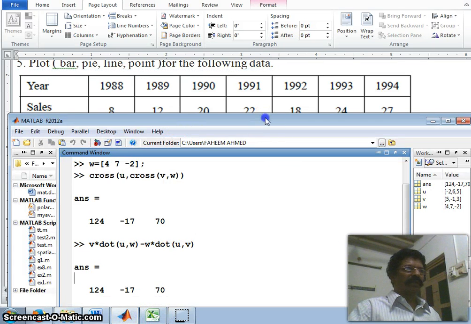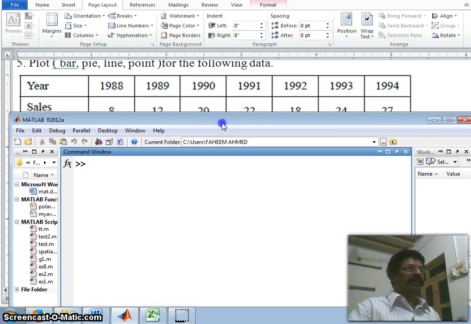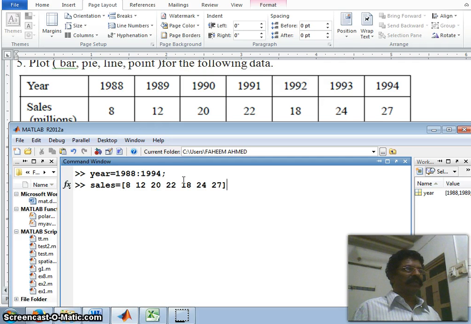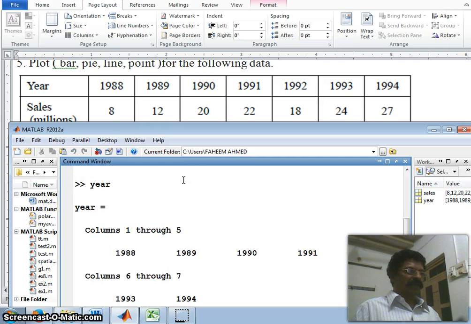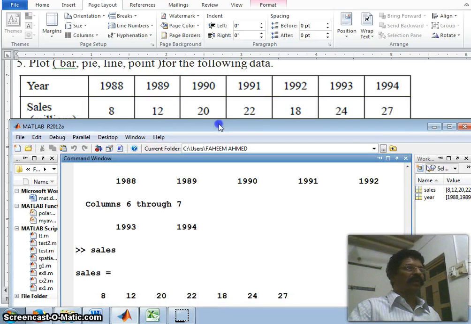So as usual, let us clear the earlier locations, let us clear the command window. Now I will take the year from 1988 to 1994. So I get this many years. Now I call it sales is equal to a vector with 8, 12, then 20, 22, 18, 24, 27. I have 7 years and 7 sales. So this is my year and these are my sales. Now we have to plot the value for this one.